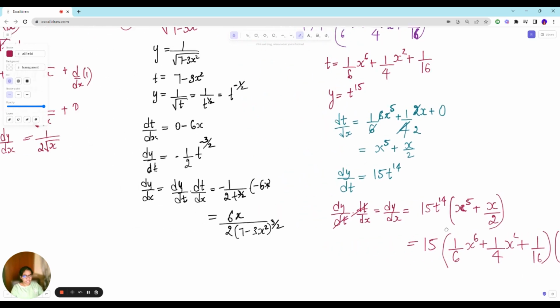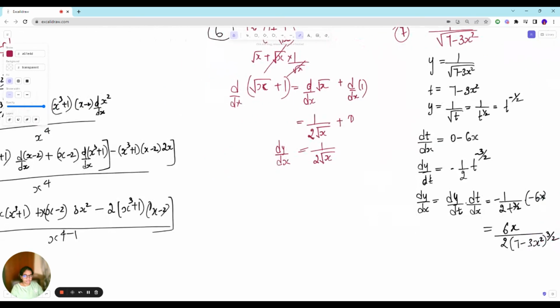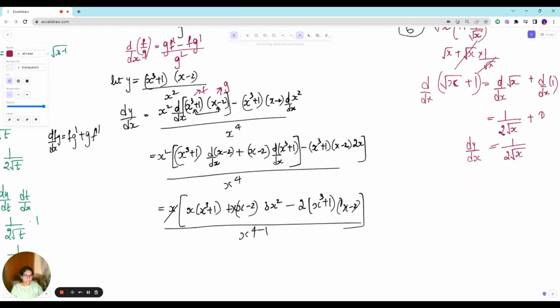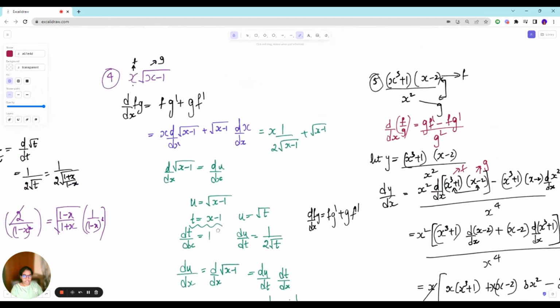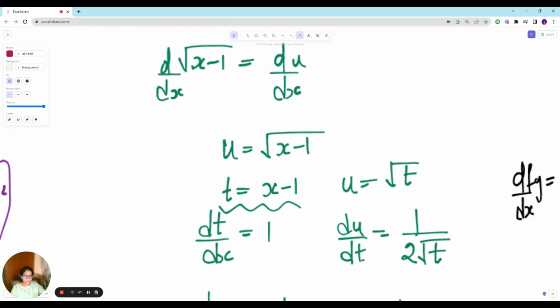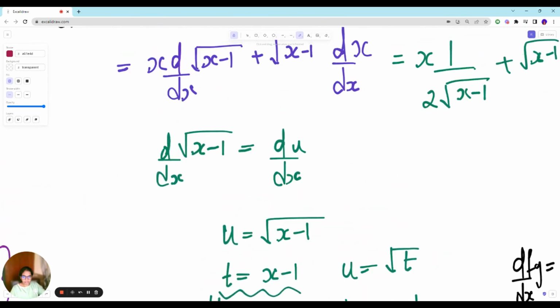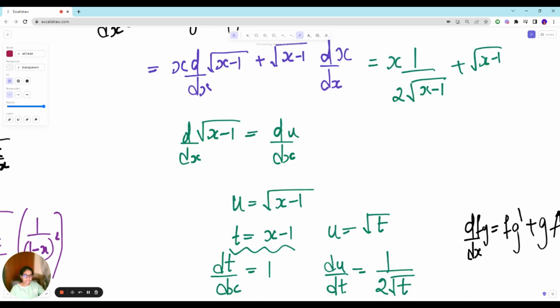Okay, what did we study in this lecture? We studied about chain rule. How do we solve using chain rule? Whatever we have in the question, suppose here I have square root of x minus 1. If I had square root of x, I know the derivative of it. I can directly write it as 1 divided by 2 root x. But I don't know what is the derivative of square root of x minus 1.